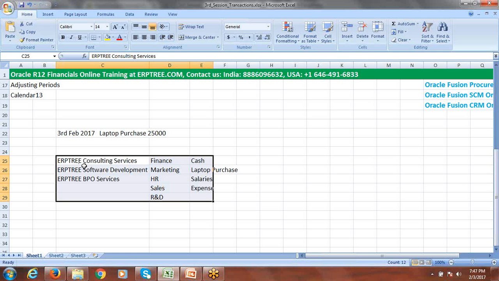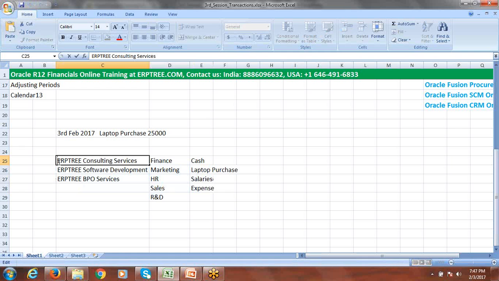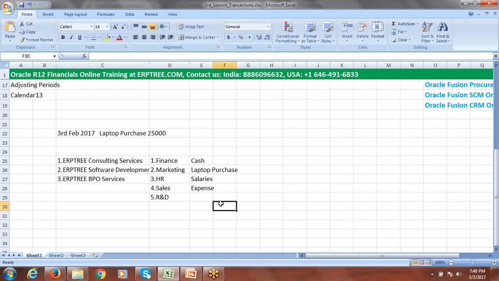If I keep this information ready, we can easily go on to record the transaction at a very detailed level. And one more point: for each company I'll give a number. This is company 1, company 2, and company 3. This is department 1, department 2, department 3, department 4, department 5. The same way, when you talk about accounts, account 1, account 2, account 3, account 4. This is how you can have multiple accounts, multiple departments. You may have multiple companies also under one group company or enterprise.